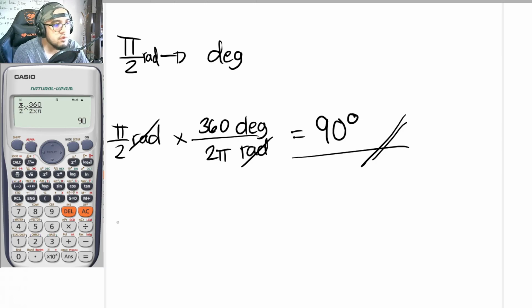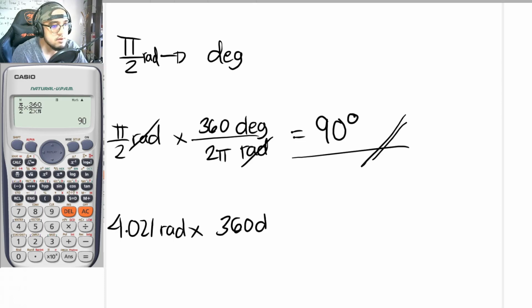So what about, let's say, 4.021 rads or radians? Let's say that I want it to be converted to degrees also. So same old, just multiply this conversion factor. For every 360 degrees, there are 2 pi radians. So radians would cancel out.